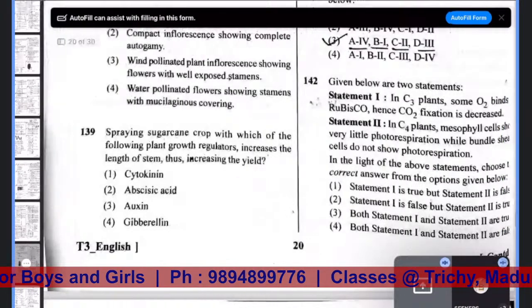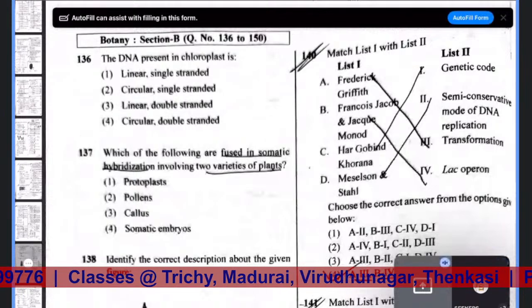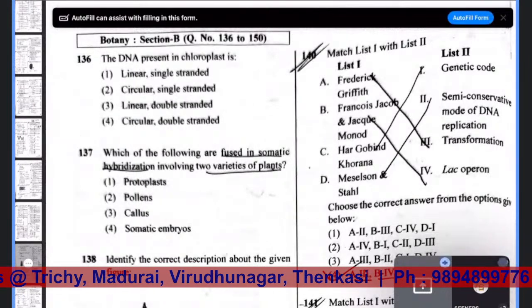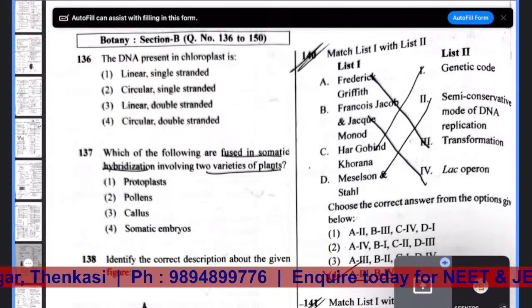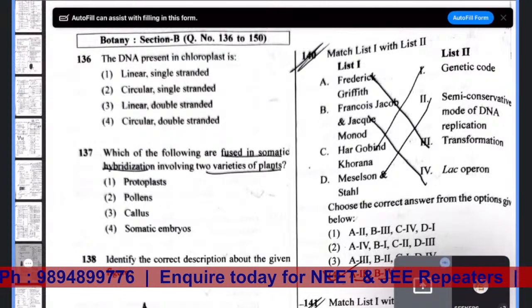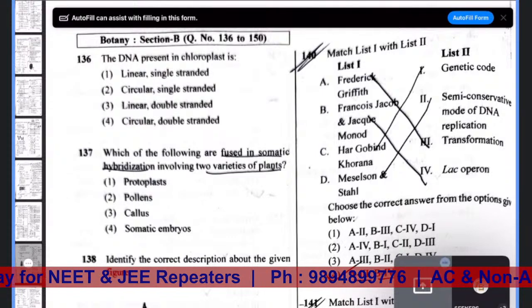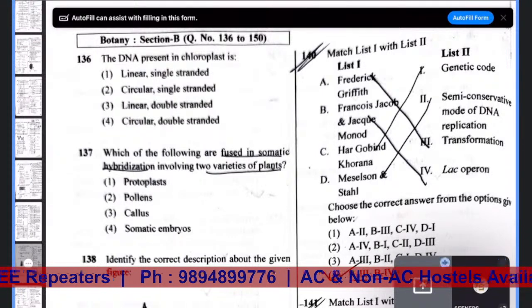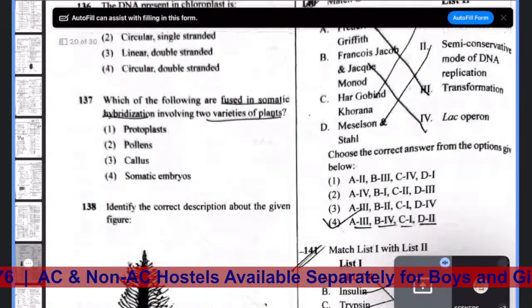Okay. Then question number 140, match. We have to match the scientist name with the discovery. Frederick Griffith, it is the transformation experiment that was carried out in Streptococcus pneumoniae bacteria. Then Jacob and Monod, they discovered the lac operon. Then Har Gobind Khorana, genetic code. Meselson and Stahl, they proved the semi-conservative mode of DNA replication. Yes. So question number 140, the right answer is option number 4.